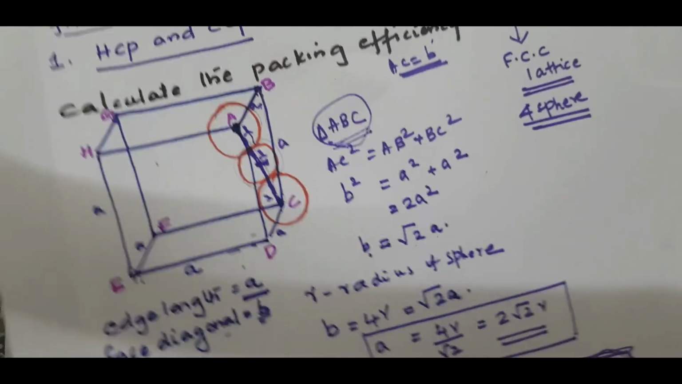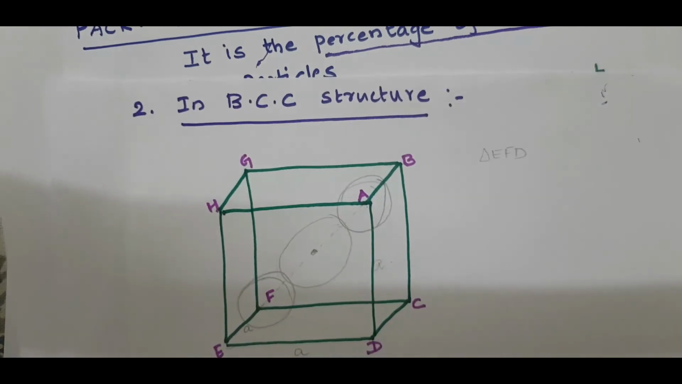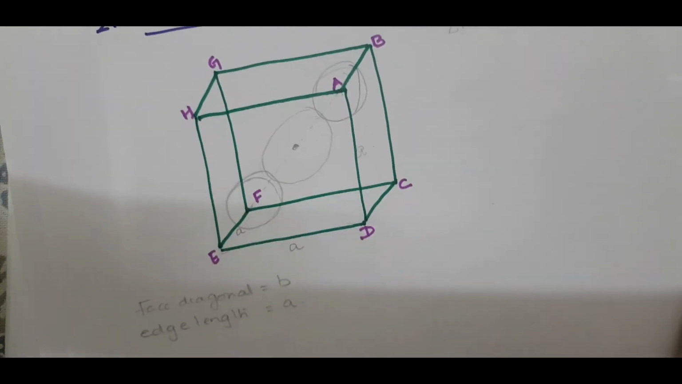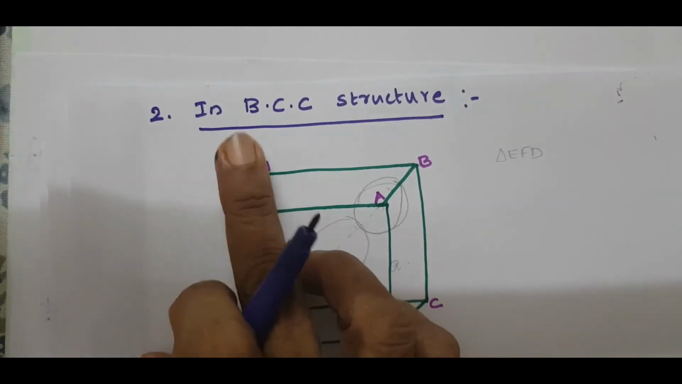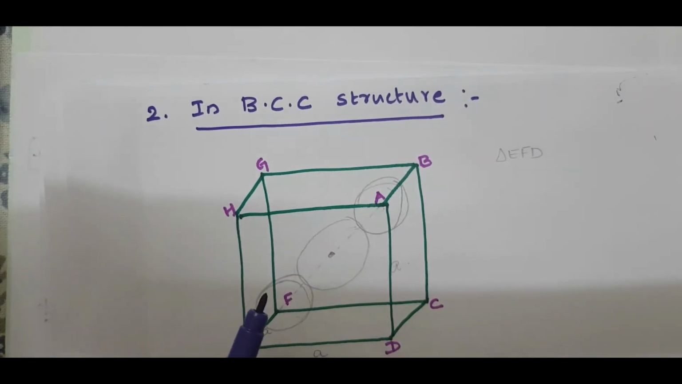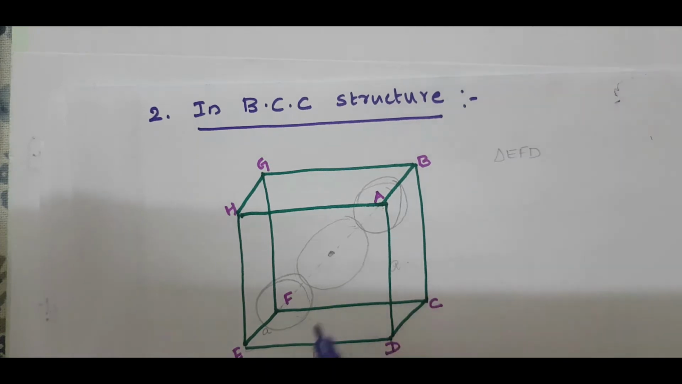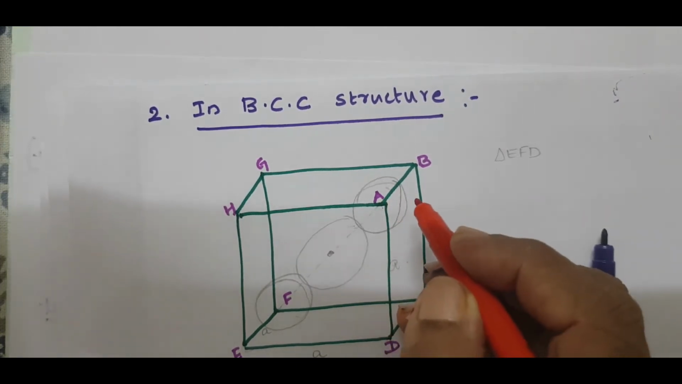Now we will move on to the second packing efficiency, that is in a body-centered structure, BCC, the body-centered cubic structure. What is the packing efficiency? For that, A is the edge length and the face diagonal is B. Now I am not drawing all the spheres, but only the needed spheres.